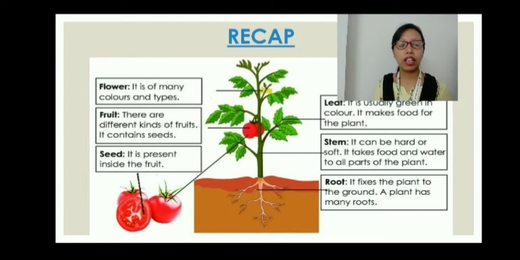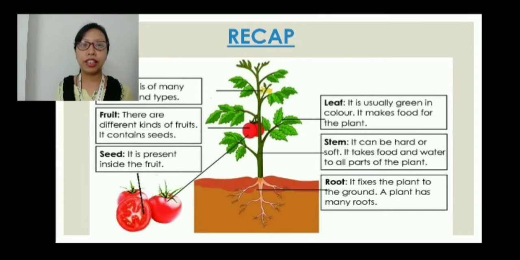So first we have got that a plant has 5 parts, right? Flower, fruit, leaf, stem and root. So here on the screen you can see this is a tomato plant. Then it has been divided into 5 parts. Also one more part is here, that is the seed. So the first part is the flower. So flower, it is of many colors and types. Then fruit, there are different kinds of fruits. It contains seeds, and seed, it is present inside the fruit.